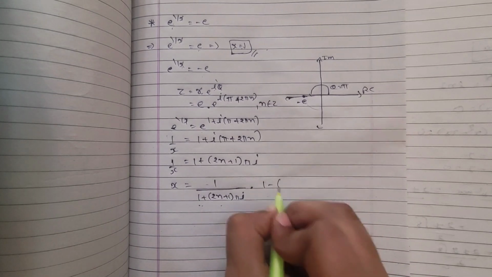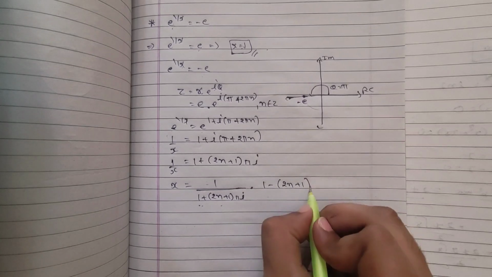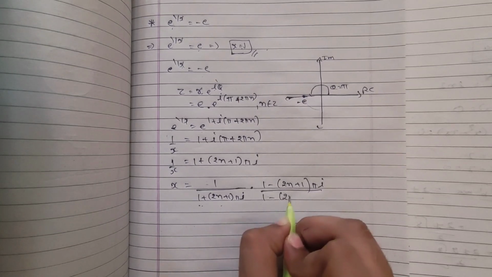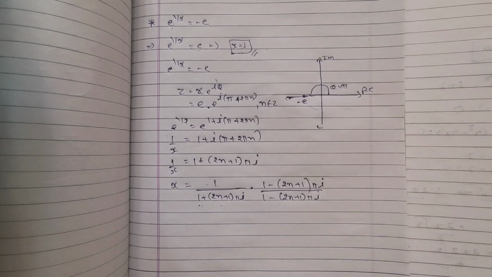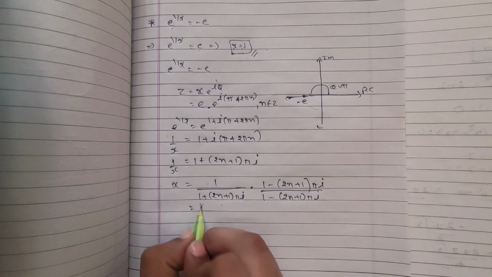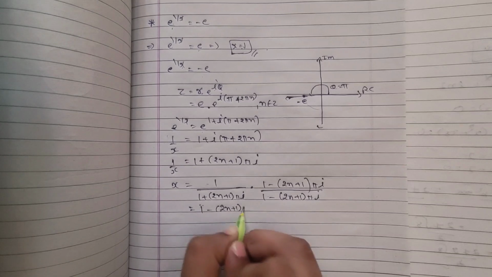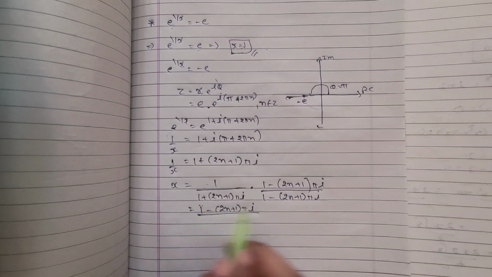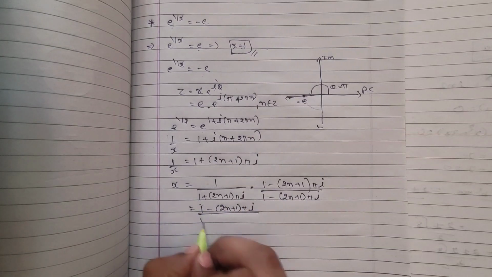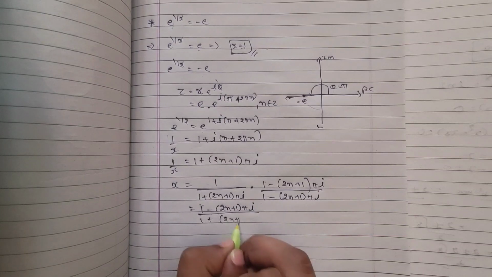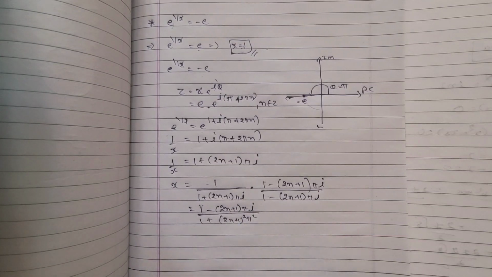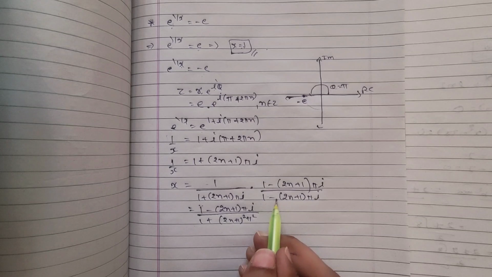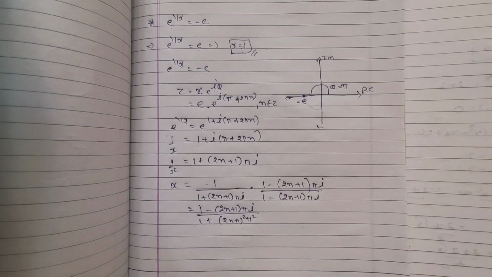So it will be 1 minus (2n plus 1) into pi iota, and in the denominator also 1 minus (2n plus 1) pi iota, right? So 1 into this term, it will become 1 minus (2n plus 1) into pi iota, and in the denominator it will become a plus b iota into a minus b iota. It will become a square plus b square. So 1 plus (2n plus 1) square pi square, right? Obviously whenever you multiply both these, iota will become iota square, which is minus 1. So this minus will become plus here, right?